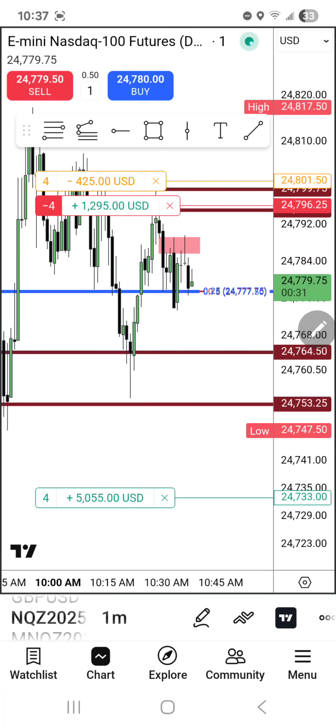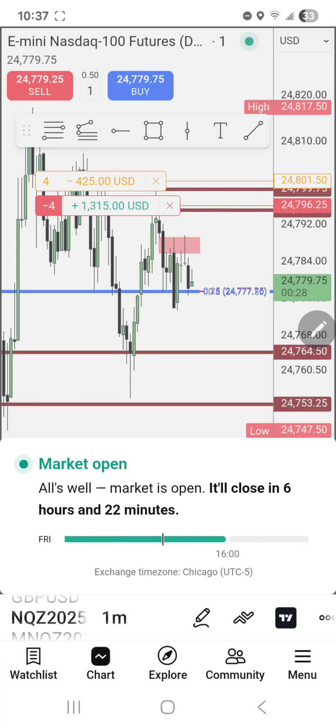No market replay. I covered that up here earlier, and I was thinking to myself, someone's going to say this is market replay.